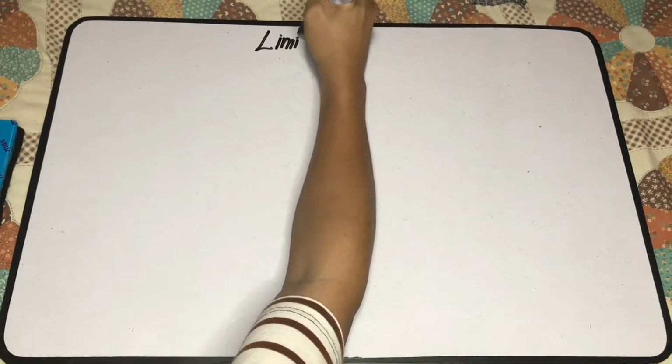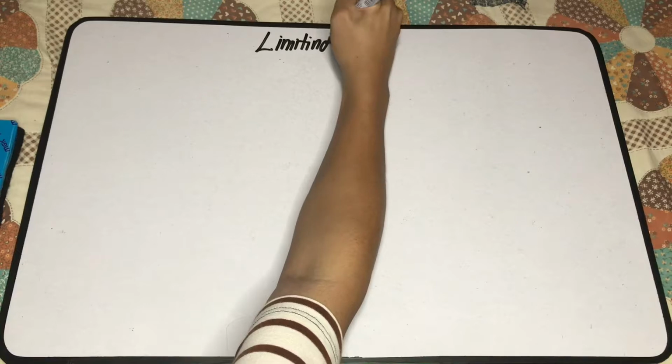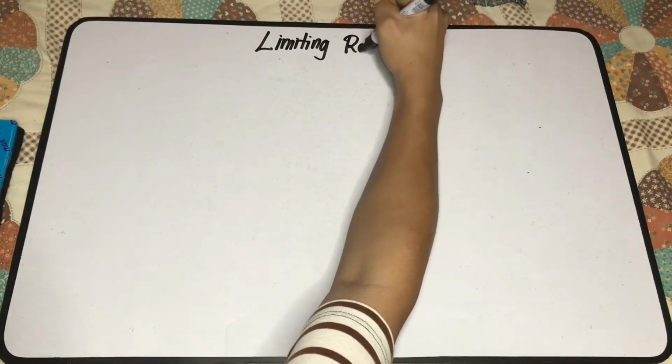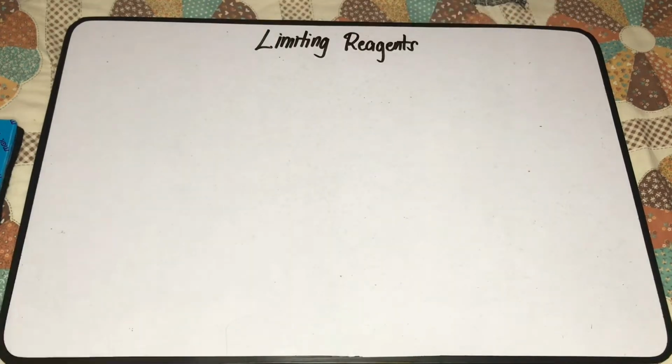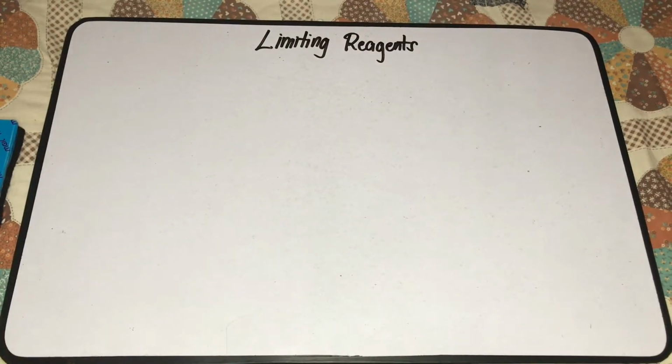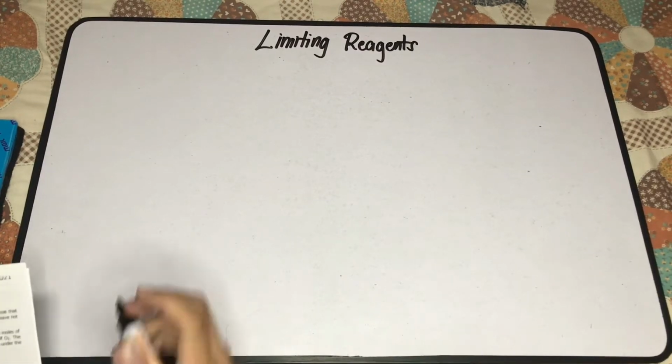Okay, so our first topic for general chemistry 1 is limiting reagents. Limiting reagents, yun yung mga reactants na unang magagamit sa chemical equation.